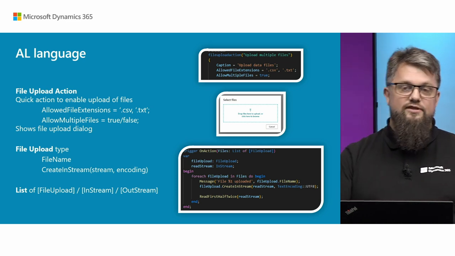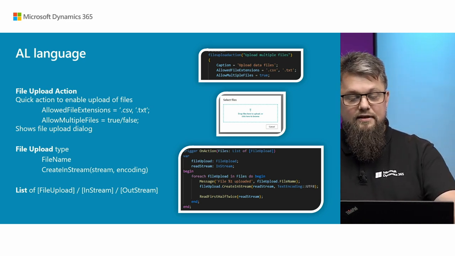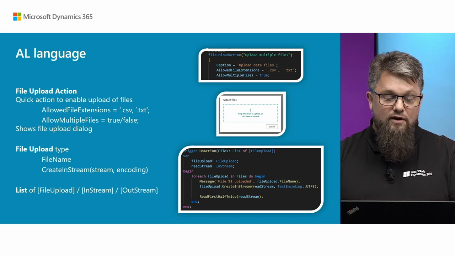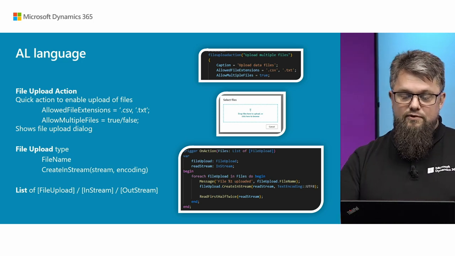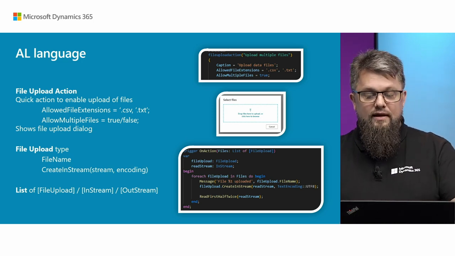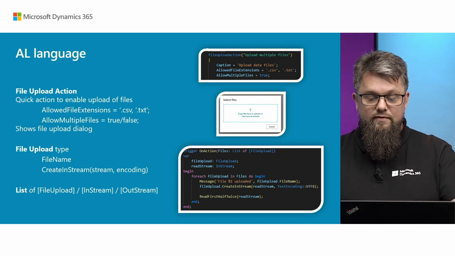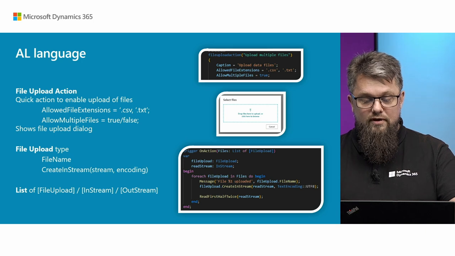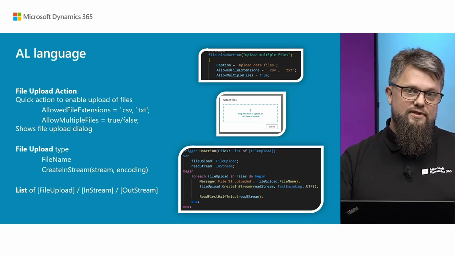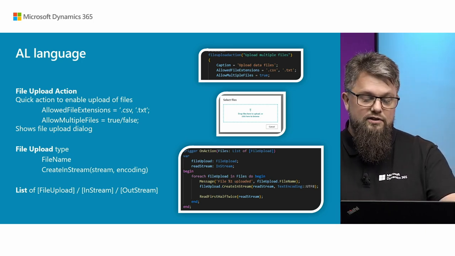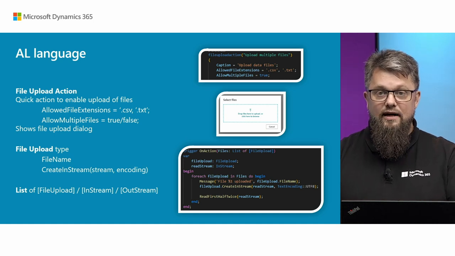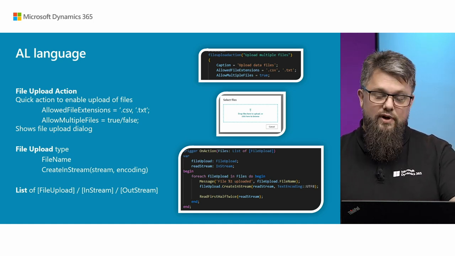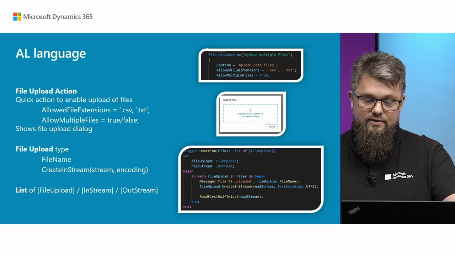The trigger for this action specifies a new type called file upload. With this type, you can get the file name, and you can get the stream for reading the file content. With the work we've done here, we've been working on reference types and lists. For now, it works with file upload and in and out streams, but it paves the way for future support of other types.